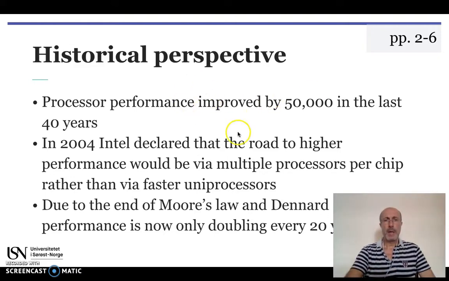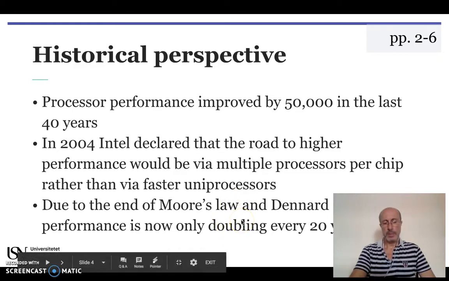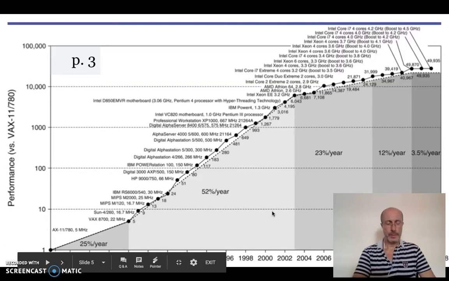It is remarkable that processor performance improved by 50,000 times in the last 40 years. And this improvement in performance, however, was not linear over this period, as we will see, and started to decline in the beginning of the current century, leading Intel to focus on multiprocessor architectures. Mostly for technological reasons, the processor performance is now doubling only every 20 years.